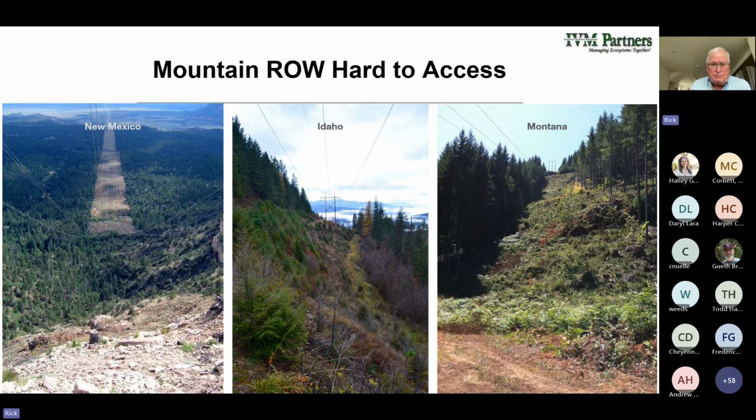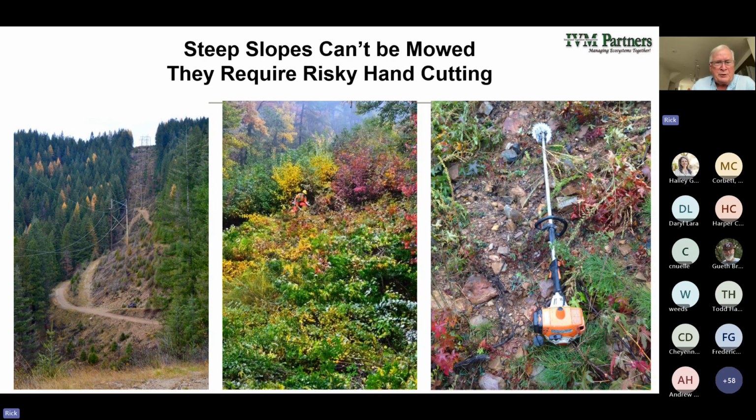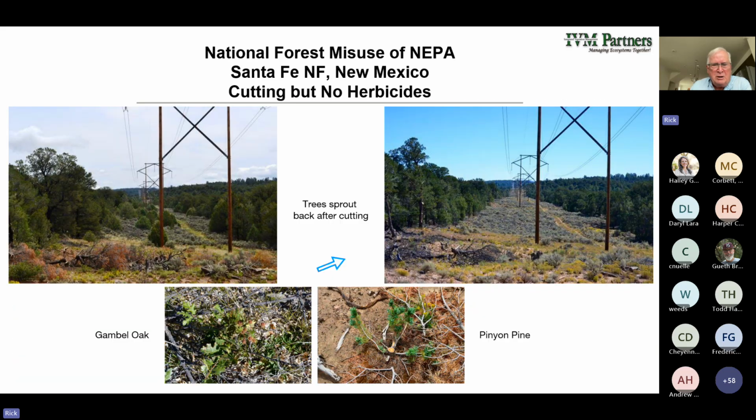So it's not just pollinators or birds. But when we do this type of work, the other thing we need to get across to the public is human beings have to do this work. We've got to get in there to do it. And these mountain areas are particularly hard to access, as well as the swamps down where Gueth is in Louisiana. But you're not mowing these areas, you're hand cutting. This is very dangerous work, especially when you've got snow and ice on the ground.